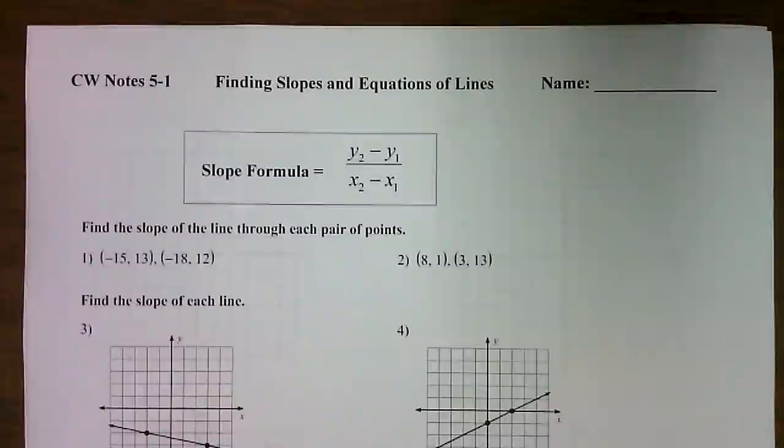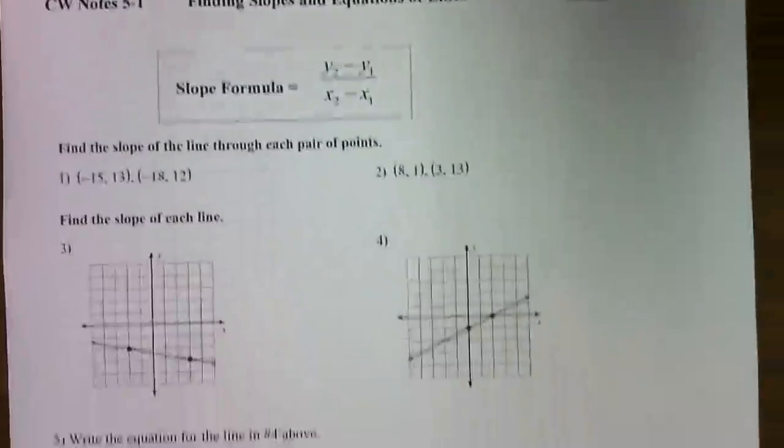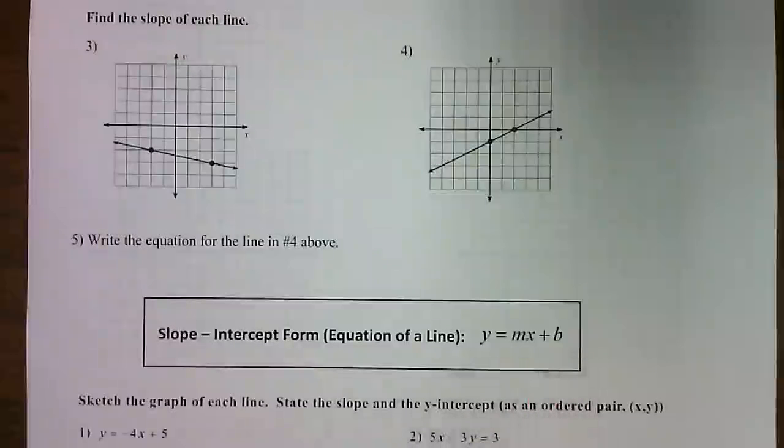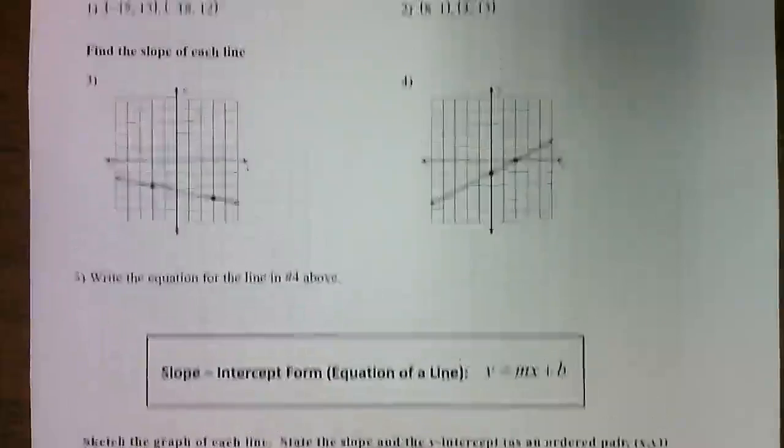Most everything in Delta Math is going to ask you for the equation of the line in slope-intercept form. So I have that down here, y equals mx plus b. That's the easiest form to put on a graph. So that'll be what we're going to kind of stick to for most of this unit.